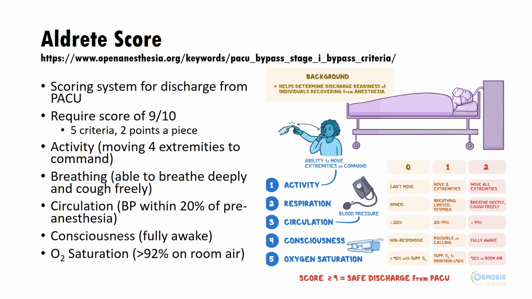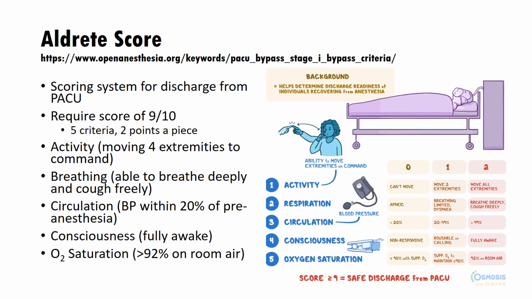Activity, so if you can move all 4 extremities to command, that gives you 2 points. Breathing, if you're able to breathe deeply and cough, you get 2 points for breathing. Circulation, your blood pressure should be within 20% of your pre-anesthetic levels. That's why the nurses will call you and ask what their pre-op blood pressure was. They're trying to get that blood pressure as close as possible to their pre-op blood pressure.